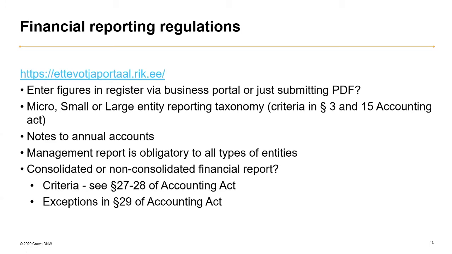When starting with the report, you need to choose the type of taxonomy. The options are micro, small, or large, and they are described in the Accounting Act. For example, if you have a micro entity, you need to submit just the balance sheet and income statement only. So no cash flows, nor equity report should be presented. And there is also a very limited number of notes to the annual accounts to be submitted if you have a very small company, which is considered micro.